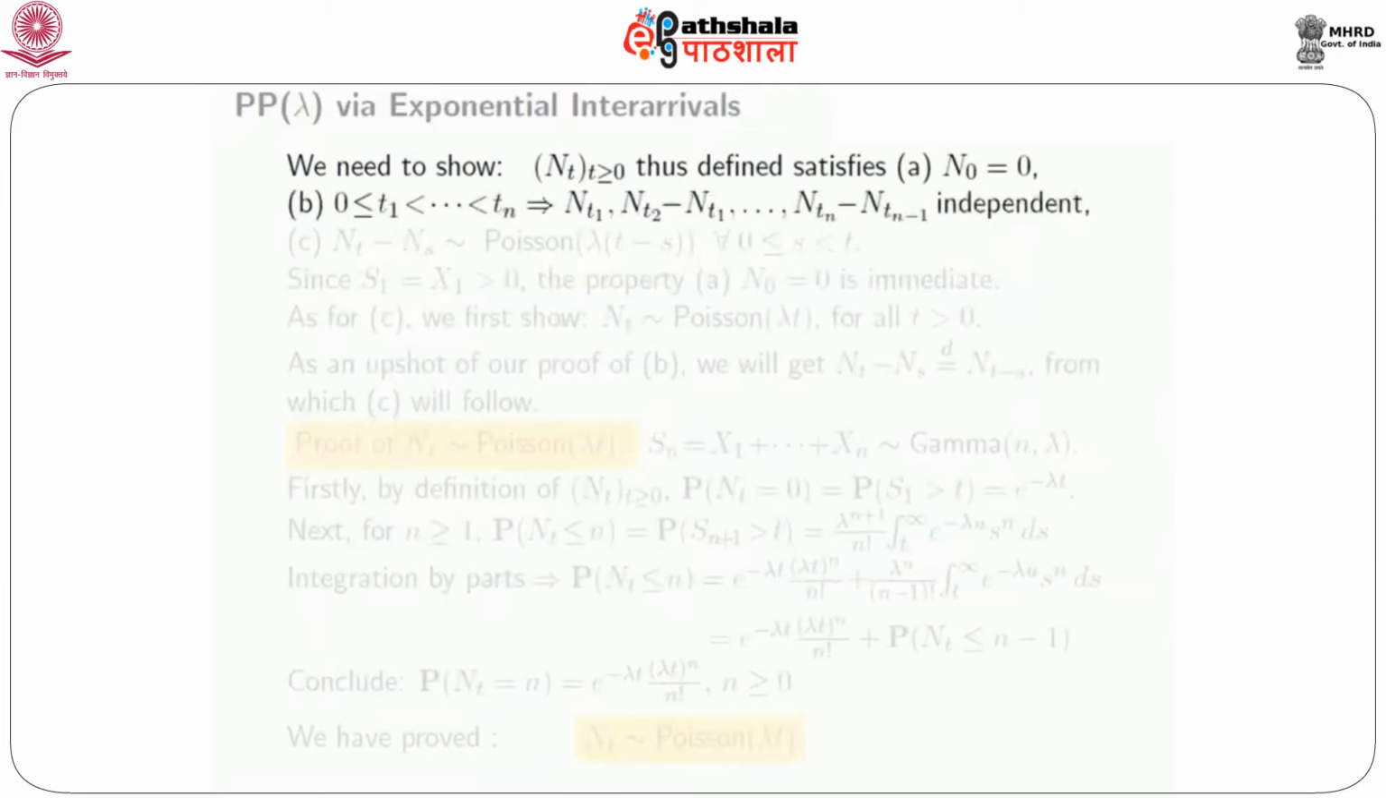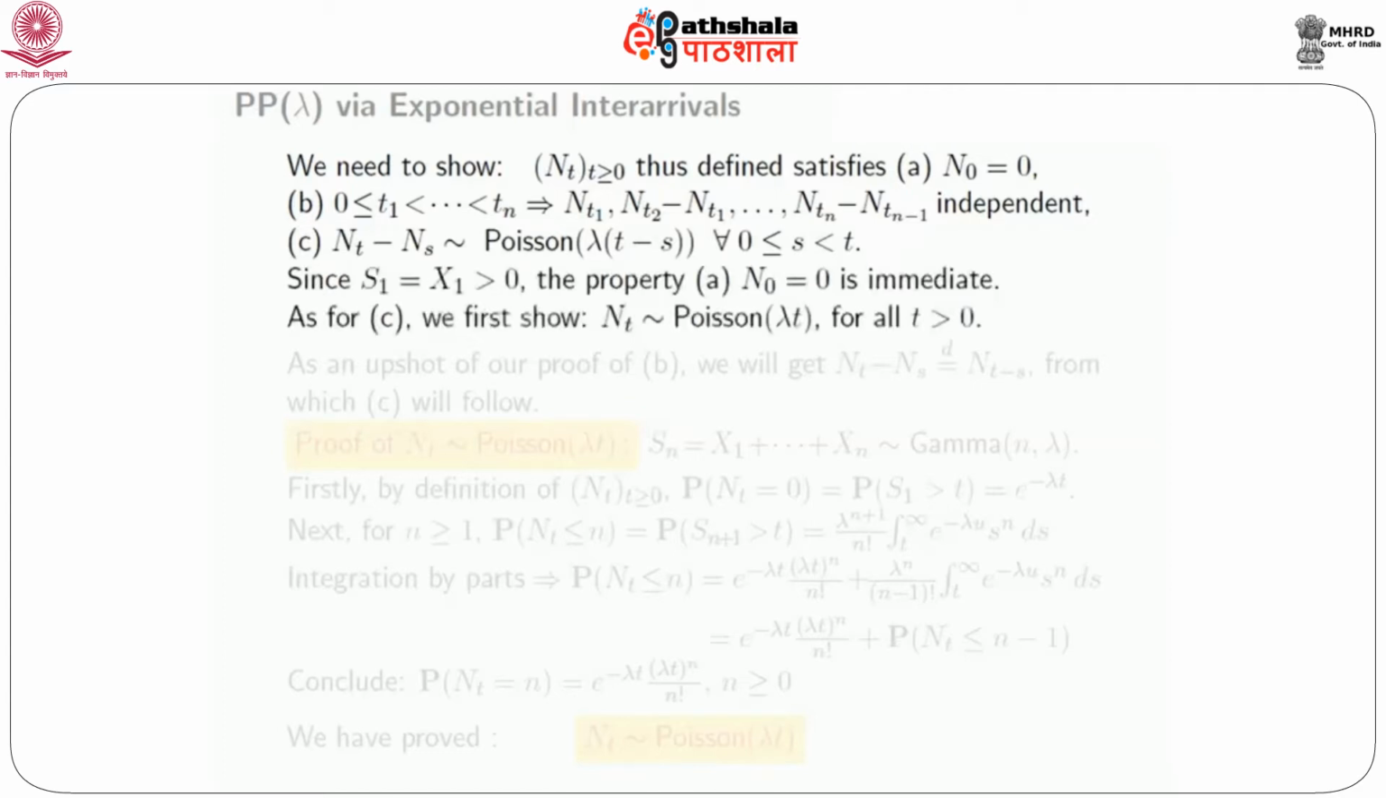So what is it that we need to show? We need to show that the counting process Nt that we have just defined satisfies: 1, N0 is 0; 2, increments are independent; 3, increments have a Poisson distribution as given here. So Nt minus Ns is a Poisson random variable with parameter lambda times (t minus s) for any s less than t. First, since S1, which is X1, is strictly positive, property A, which is N0 equal to 0, is immediate. No event at time 0.